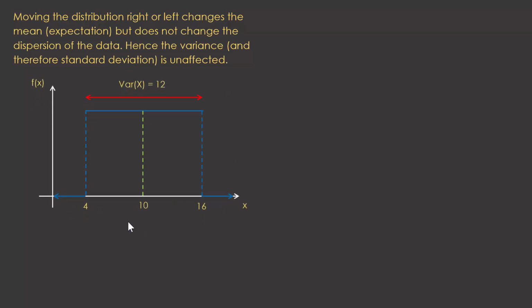In this case, we've actually multiplied by 2. So we can see the lowest value here is 4, the expectation is 10, and the highest value is 16. This is now more dispersed. The rectangle is wider. We can see that the expectation has changed, and so has the variance. Remember, it was 3 before.